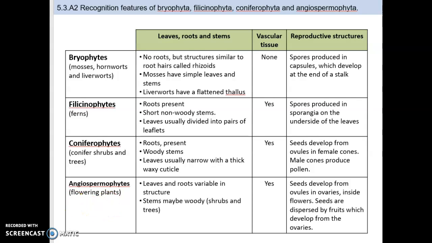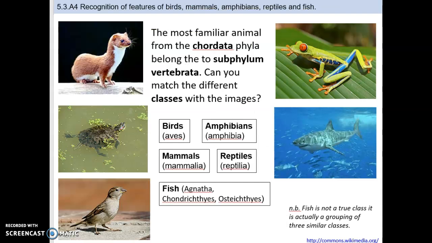Okay, and then you need to do the same for your animals which have a backbone traditionally. So the ones that you may have done when you're in year 7, you may have learned about these in terms of your birds, your amphibians, your mammals, your reptiles, your fish. A way of remembering these is just Farm Animals Really Bug Me would be a way of doing it. Now fish, strictly they have got different classes.